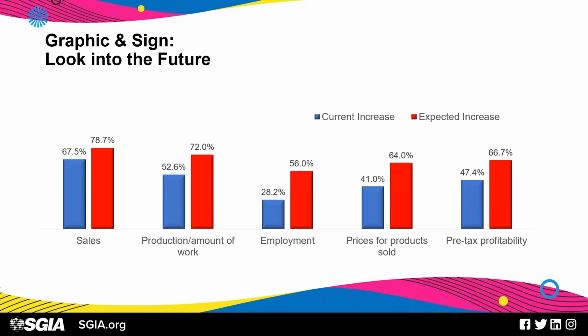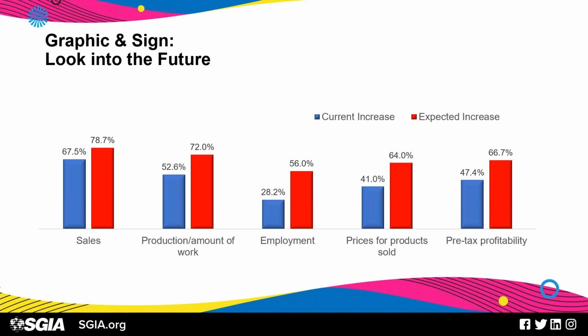And the most interesting part is pre-tax profitability. So companies are very optimistic about their future. They expect their profitability to increase. If in the current year, only about half of the companies had increase in their profitability, for the upcoming year, this number increases for almost 2/3 of the companies.